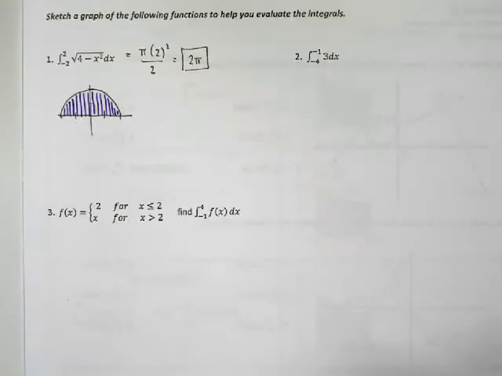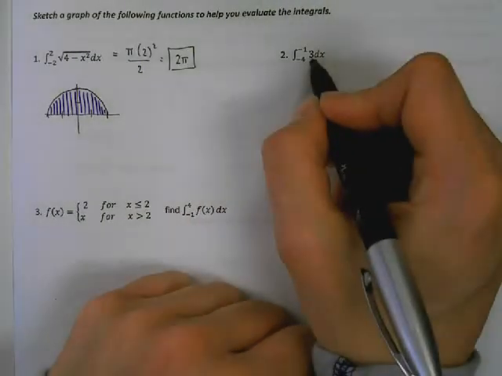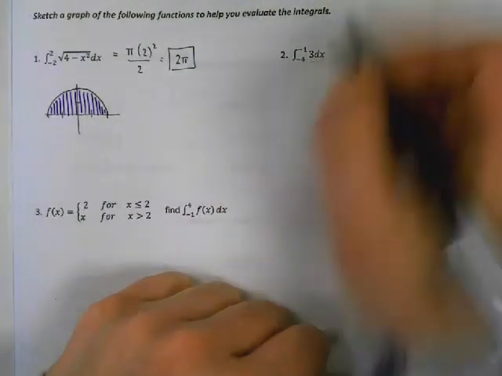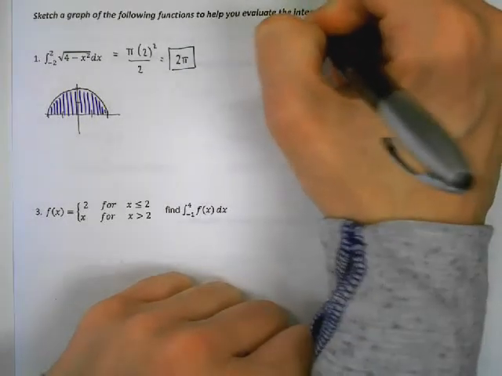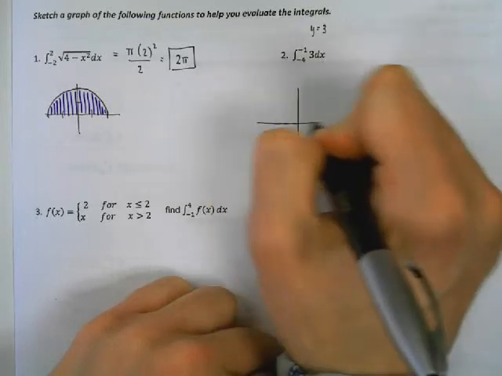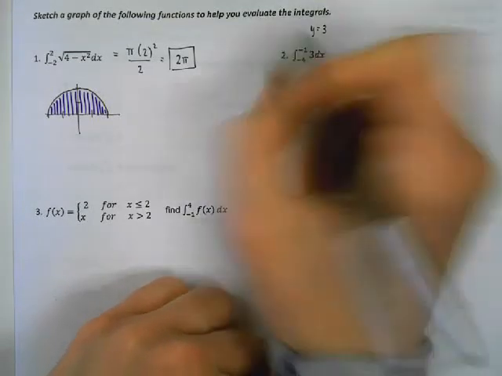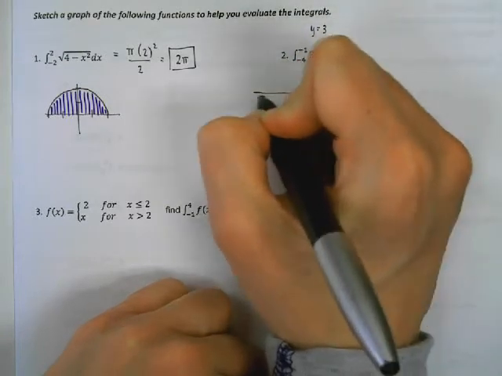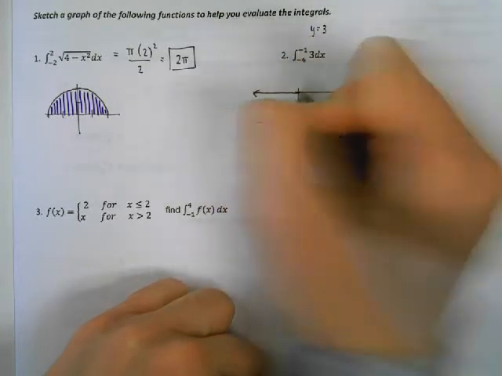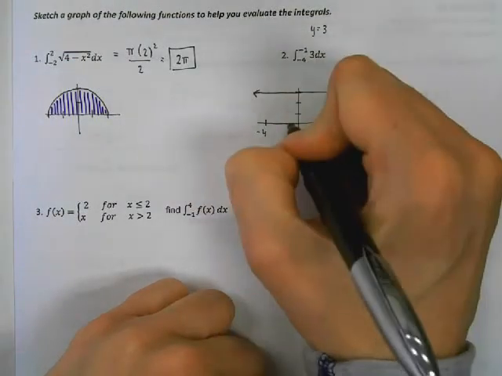Okay, and number 2, here I have a constant function, right? This is really telling us that our function here is y equals 3. So a nice, easy one to graph. So I just have my line here. There we go. And I'm integrating here from negative 4 to negative 1.